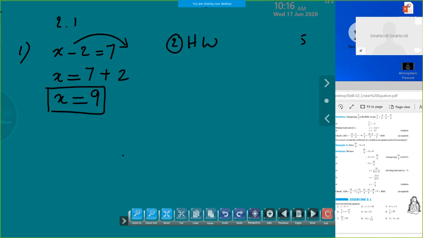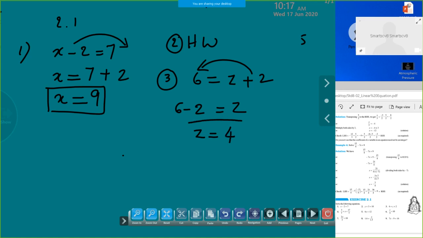Now, move to the third sum. The third question is 6 is equal to z plus 2. Now we have the variable on the right side. It doesn't matter where the variable is. You bring the constant along with the variable to the other side of the equation. I have plus 2 here, I'm going to bring it to the other side of the equation. So z remains there, and this becomes 6 minus 2. What is the value of z? 6 minus 2 is 4. So the solution is z equal to 4.